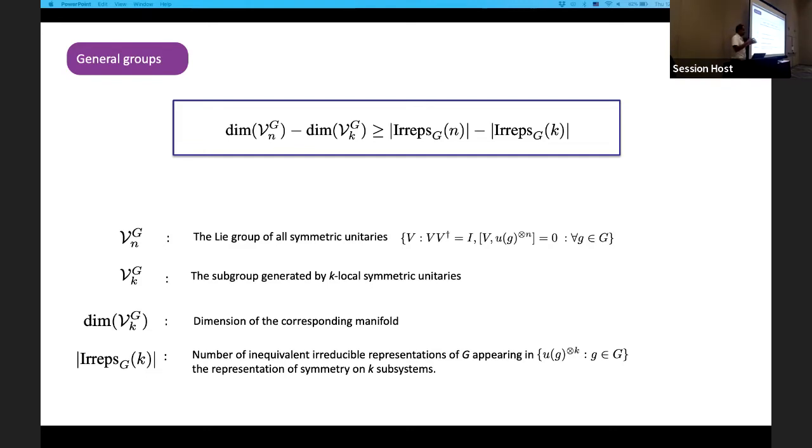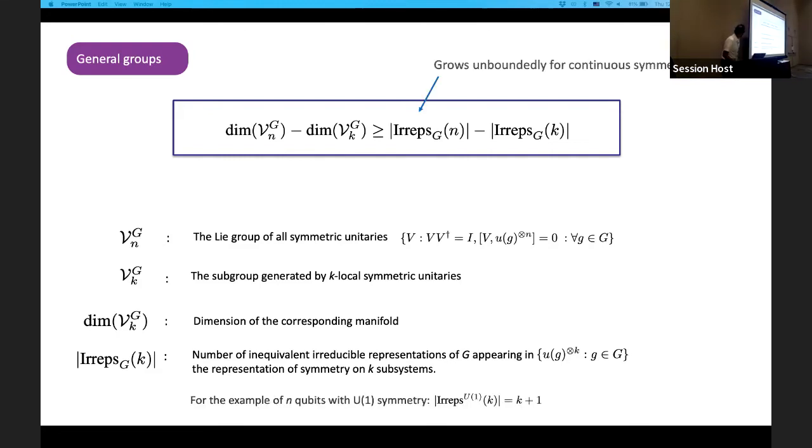Okay, so just again to connect this inequality to what we saw in the case of U1 symmetry. In the case of U1 symmetry on n qubits, you have n plus 1 different Hamming weights from 0 to n, and this will be n plus 1 different irreducible representations of U1. And so in the right-hand side, we see n plus 1 minus k plus 1, which will be n minus k, the identity that we saw before.